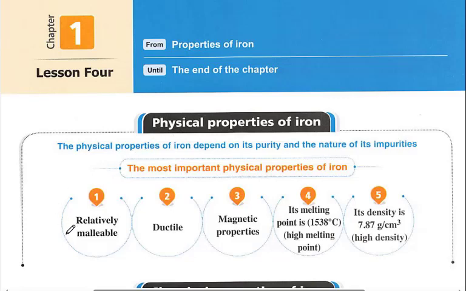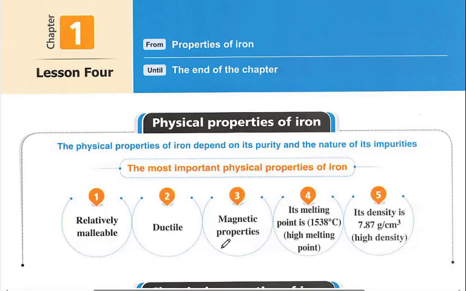Physical property, it means relatively malleable, ductile. Malleable and ductile means we can shape iron in different shapes. So it accepts to be put in molds. And molds mean take a lot of shapes by its property as relatively malleable and ductile.